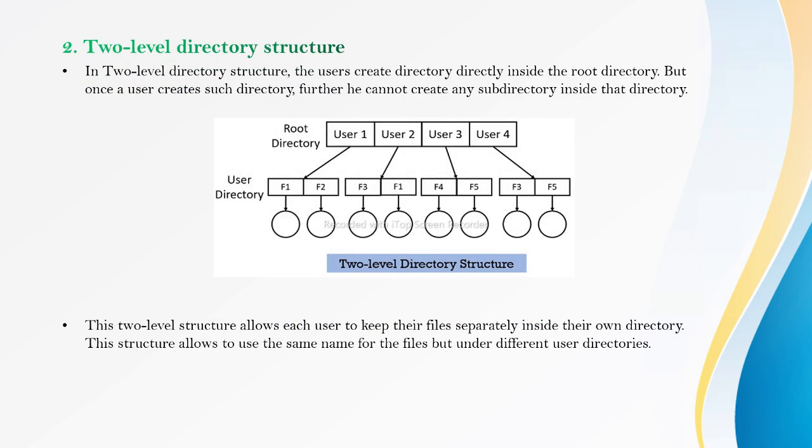Now the two level directory structure, also known as the second level directory structure. In the two-level directory structure, the user creates a directory directly inside the root directory. Once a user creates such a directory, further he cannot create any subdirectories. The files are created directly inside their own directory, and this structure allows the use of the same name for files but under different user directories.